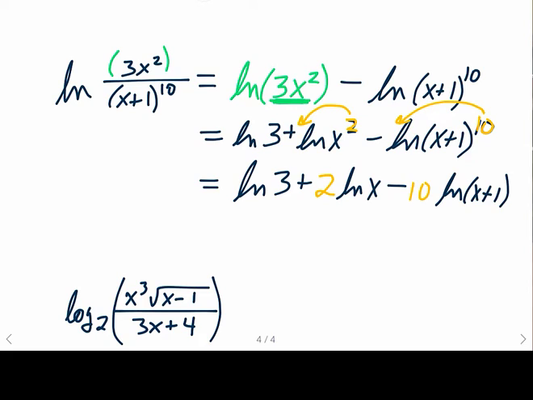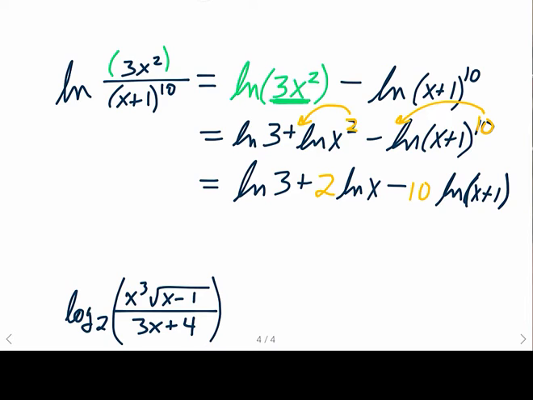Now, some books will put that natural log of 3 in parentheses. I don't care. They might put 2 times the natural log of x. They'll put the x in parentheses. I don't care. The natural log of x plus 1 absolutely has to be in parentheses because those are two terms. So it's about whether you have one or two terms, essentially.